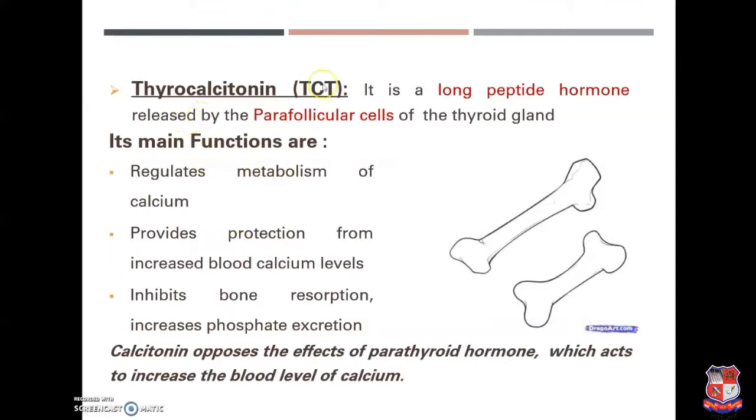Thyrocalcitonin, TCT, is a long peptide hormone which is released by the parafollicular cells of the thyroid gland. Its main functions are: it regulates the metabolism of calcium, it provides protection from increased blood calcium levels, it inhibits bone resorption, increases phosphate excretion. Calcitonin opposes the effects of parathyroid hormone and acts to decrease the blood level of calcium.